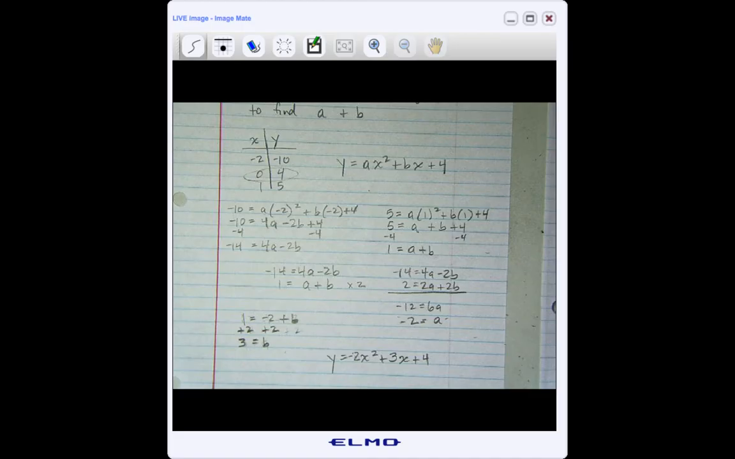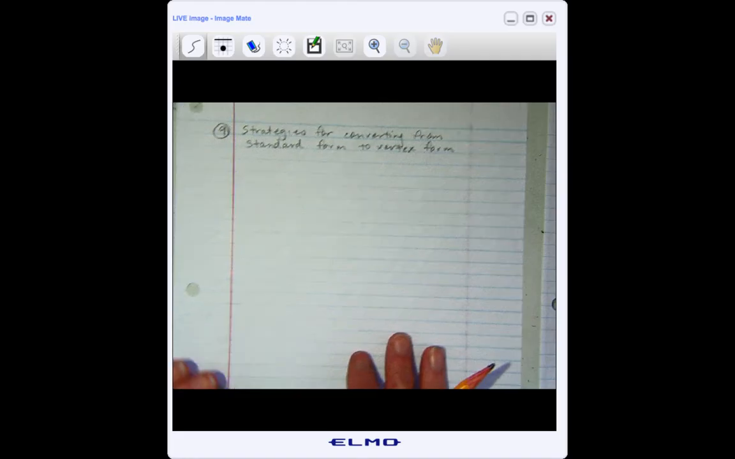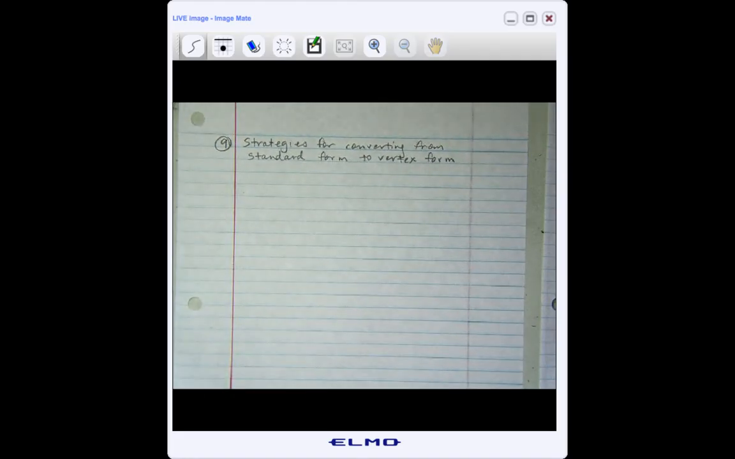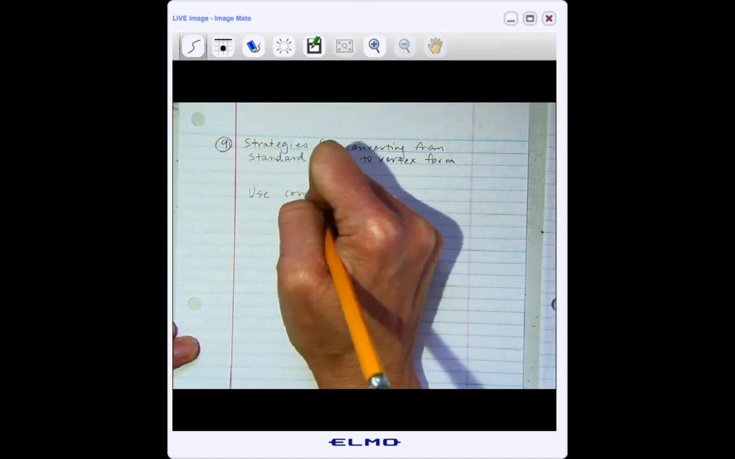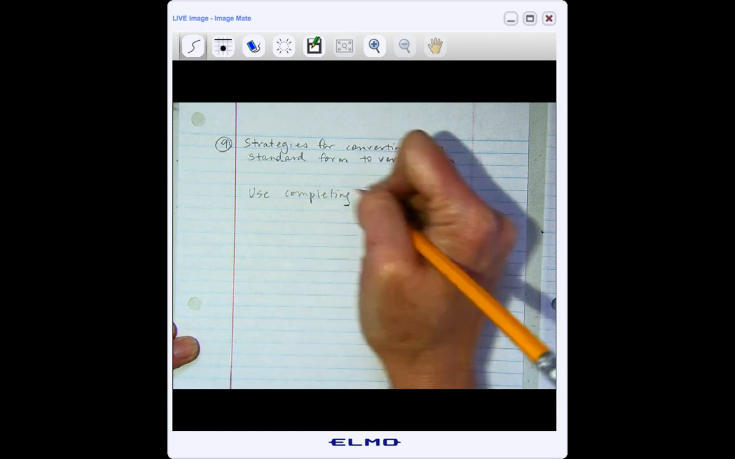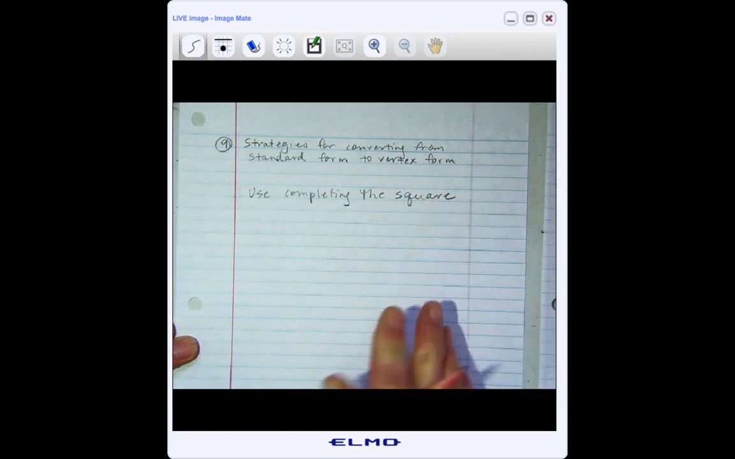Okay. All right, goodness. So one last big thing that we did in this unit. There's so much stuff here. All right, what are some strategies for converting from standard form to vertex form? So that's what we did Thursday and Friday last week. We basically use the idea of completing the square, okay? So we're going to use completing the square as our technique, okay?